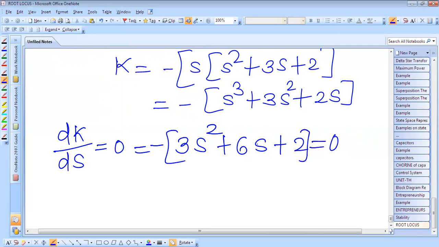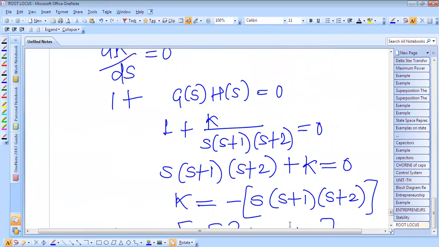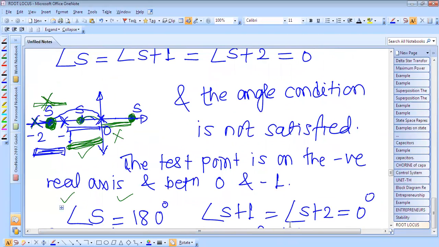Okay, now find the roots of this equation. We will get s is equal to minus 0.4226 and s is equal to minus 1.5774. So initially we have seen that the test point we considered on the positive real axis is not part of the root locus. This is only the part of the root locus. This is not part of the root locus.